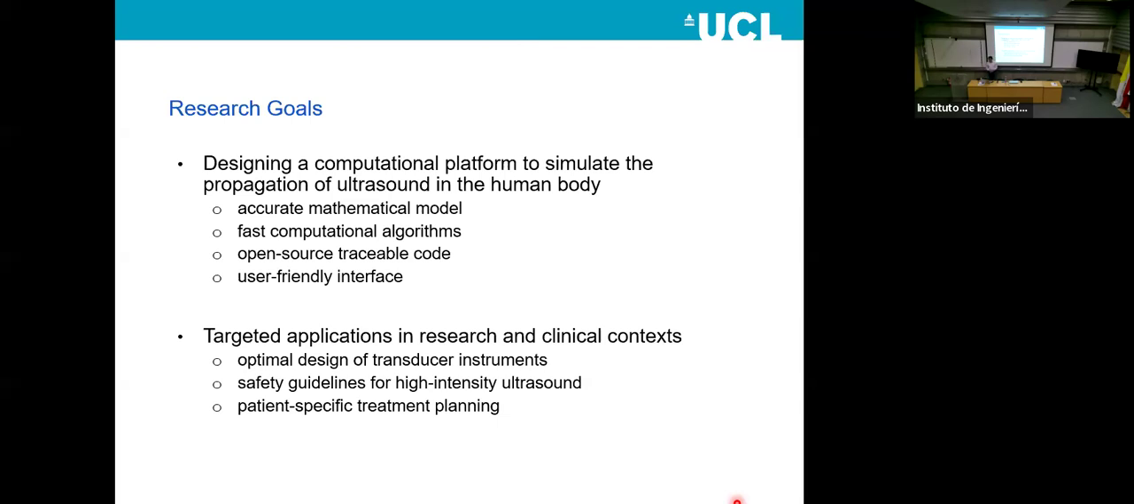So in terms of the applications, this can be used for optimal designs of transducers, to look at safety guidelines for ultrasound, but also for what's known as patient-specific treatment planning, which is what they've been doing in radiotherapy for some decades now, except that whilst there were definitely computational bottlenecks even 20 years ago for radiation therapy treatment planning, the computational bottlenecks for therapeutic ultrasound are probably a few orders of magnitude higher.